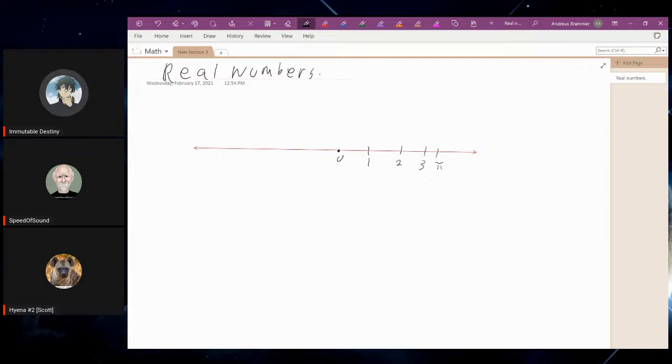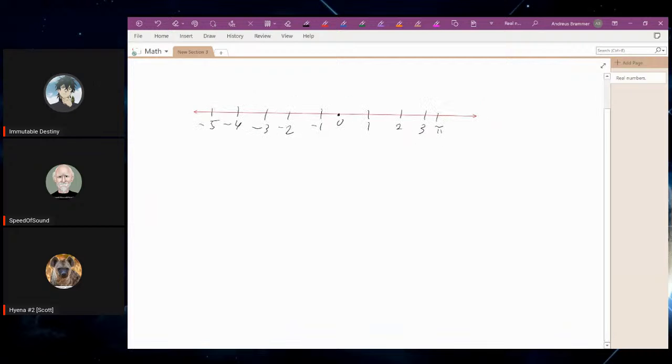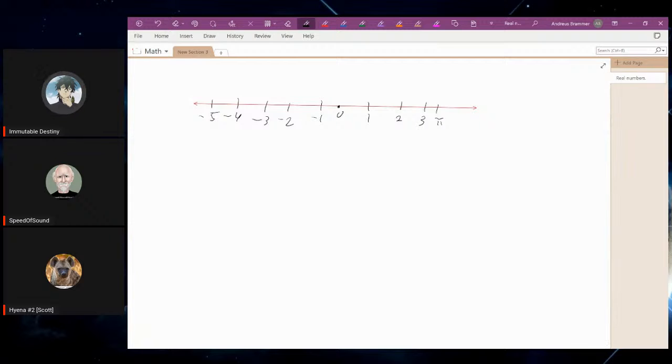But real numbers also account for negative numbers, too, negative integers, like -1, -2, -3, -4, -5. So that's part of what real numbers are. And here's facts concerning real numbers. So the first fact is regarding the addition of real numbers.